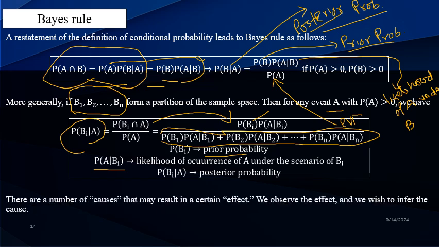Also you can call it cause. The Bi's are the causes. And what is the effect? A is the effect. Once you have already seen the effect, find the probability of the cause with respect to the given effect. Generally the effect would not be given; you can compute or estimate it. That is the Bayes rule.